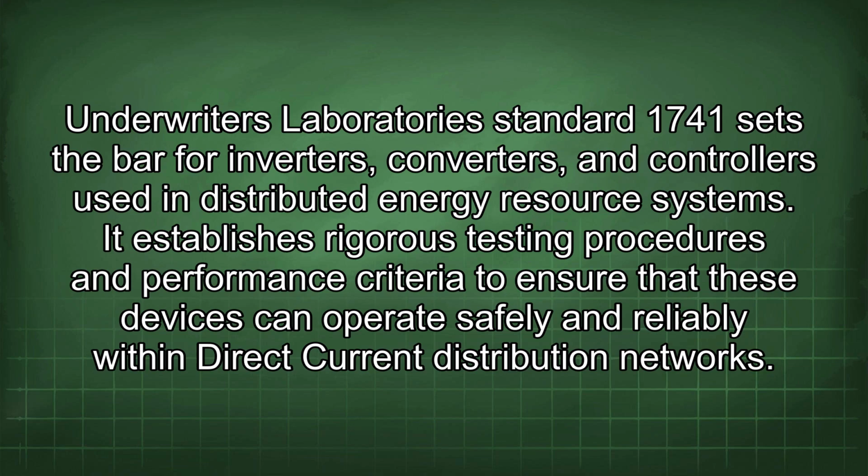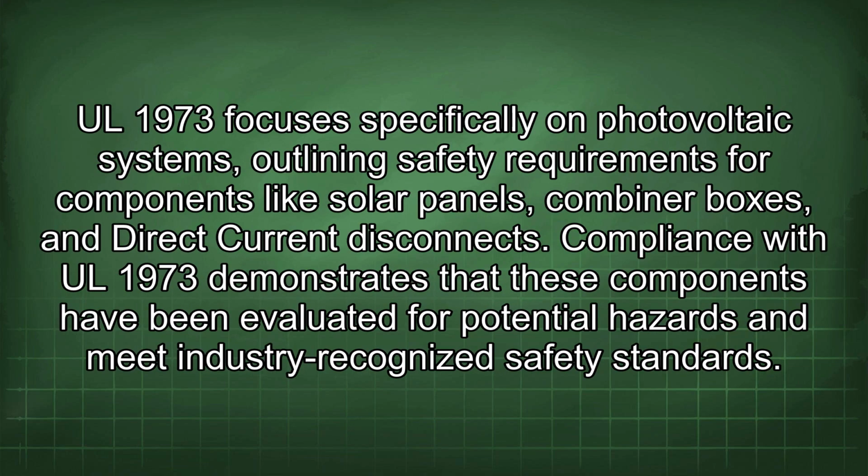It establishes rigorous testing procedures and performance criteria to ensure that these devices can operate safely and reliably within direct current distribution networks. UL 1973 focuses specifically on photovoltaic systems, outlining safety requirements for components like solar panels, combiner boxes, and direct current disconnects. Compliance with UL 1973 demonstrates that these components have been evaluated for potential hazards and meet industry-recognized safety standards.